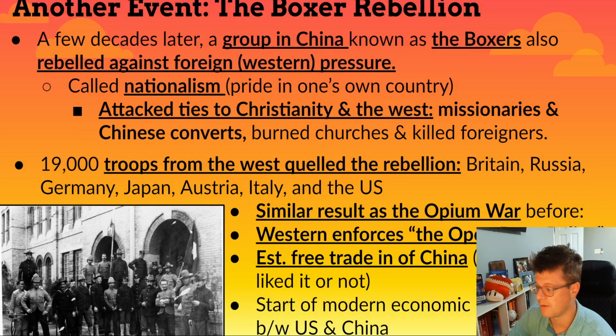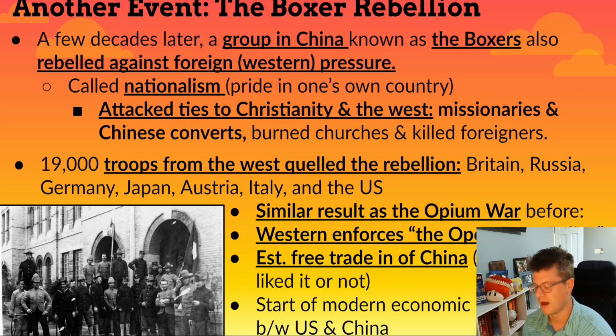Now, another event that I just want to mention here, as a quick, relatively more recent interaction that China had after this with the West, is something called the Boxer Rebellion. So the Boxers were, and you can Google about them, they're very interesting. Their real name was the Righteous and Harmonious Fists. They were a group in China founded on the idea of resisting Western pressure.